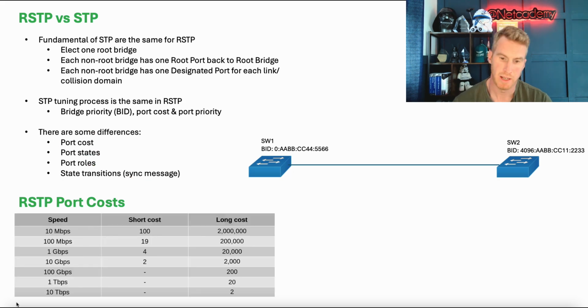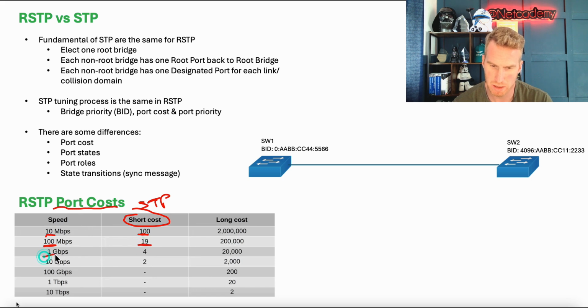But what do these actually look like? This is what they actually look like here. Really, when we look at port costs, it was to accommodate faster speeds, faster links. When you look at STP, and you can configure RSTP to use the short costs, with this short cost value you've got 10 megabits per second, 100 megabits per second with a cost of 19, 1 gigabit per second with a cost of 4, 10 gigabits per second with a cost of 2. But for 100 gigabits, 1 terabit, and 10 terabits per second, you could see here they were completely blank. It was just not applicable. The short cost, the 16-bit value, didn't really define any costs for anything that went above 10 gig.